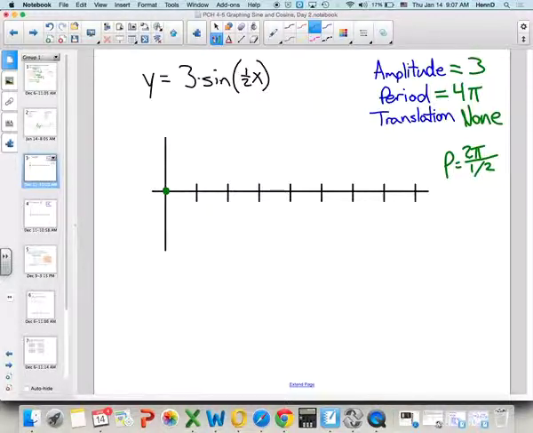Now, my period is 4 pi. Okay, and I'm going to get 5 points. So I have a bunch of hash marks on here, but I'm going to do, here's 1, 2, 3, 4. My 5th point here is going to be the end point. Where is that? It's at 4 pi. Where does sine end?